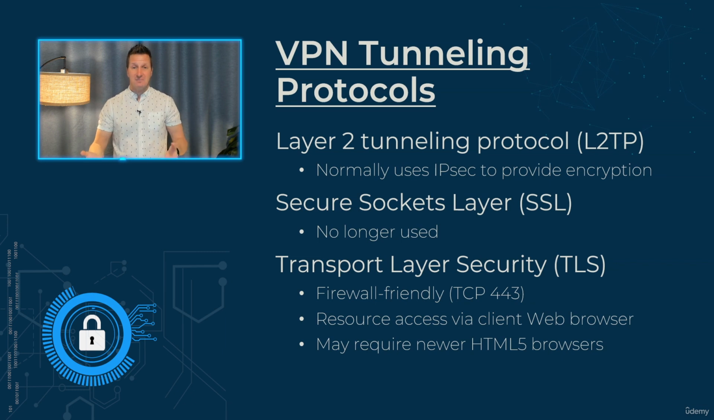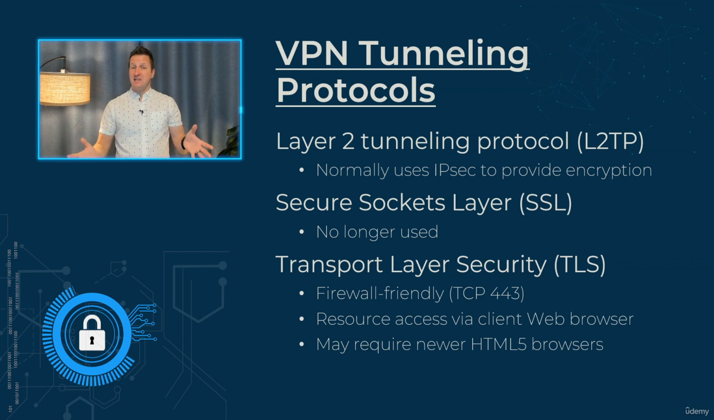So it's firewall friendly. Whereas when we look at L2TP type of VPN connections, there's a bunch of UDP ports and IP protocol types we have to enable in the firewall to allow that type of VPN traffic. So this is called a TLS type of VPN. It's firewall friendly, and the way it works is the client would use a web browser through which they would then gain access to resources that actually exist on the remote network. And in some cases, the client might need to be using a new version of a web browser that supports HTML5 in order to partake in a TLS type of VPN.